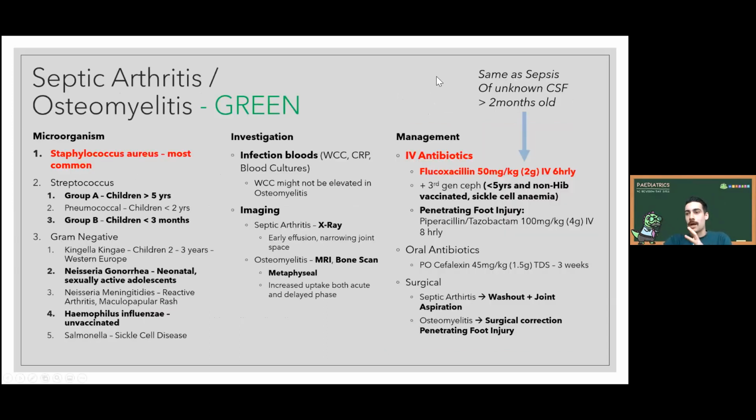So the big ones to worry about are septic arthritis and osteomyelitis. The common causes of these are Staphylococcus aureus, most common, and then other streptococcal species, so group A, group B, pneumococcal. All of these are usually covered by flucloxacillin. So if it's uncomplicated septic arthritis or osteomyelitis, you give them flucloxacillin. If it's complicated by other things shown here, there could be a gram-negative picture, so then you have to add more antibiotics on top. So you think of third-generation cephalosporins like ceftriaxone.